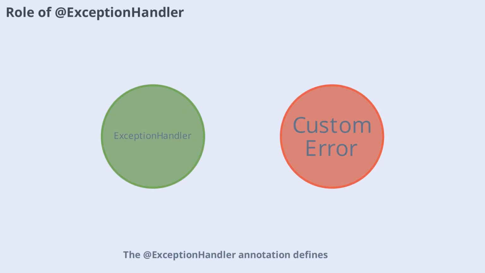The @ExceptionHandler annotation defines methods that handle specific exceptions. When an exception is thrown, Spring looks for a matching @ExceptionHandler method and uses it to process the error. This prevents default error pages and allows you to return structured JSON responses. It's a powerful tool for customizing error handling in your Spring Boot application.